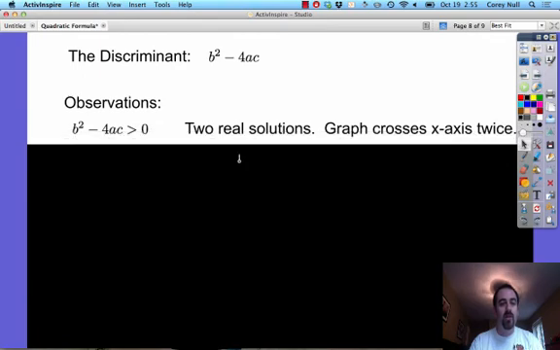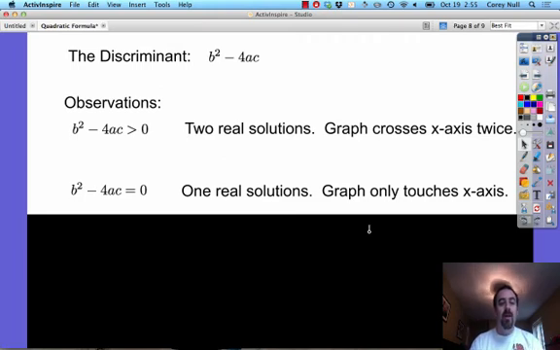Here are the observations. If that discriminant is positive, I end up taking a square root of it, and you put the plus or minus there, which means I get two solutions, two real solutions. When the discriminant is positive, I'm guaranteed that the quadratic equation passes through the x-axis twice. The graph crosses the x-axis twice.